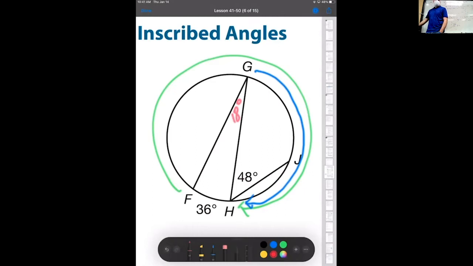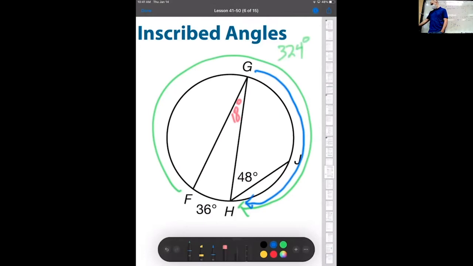We're asked to find arcs, not really angles, but that's okay. We know the entire circle is 360, so if we take 36 away from 360, we get that angle measure. We did 18 degrees. But yeah, 360 minus 36 is going to be 324. Okay. All right. What about the arc G to H?